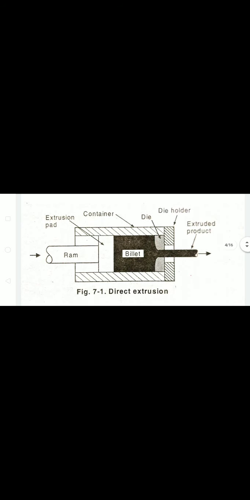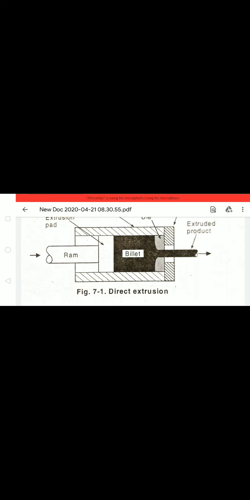So look at the picture. Here the metal, heated above the recrystallization temperature, is placed in a container and the ram advances against the die. As it presses the heated billet, when it reaches a semi-solid state, it is forced through the narrow opening in the die. Therefore, it will be extruded to the desired shape.